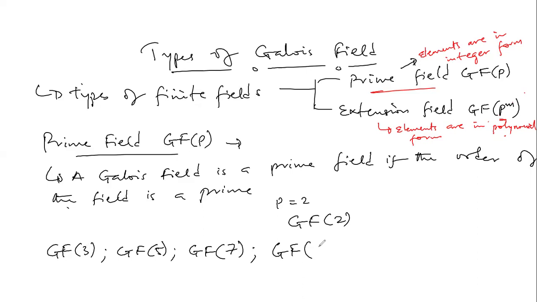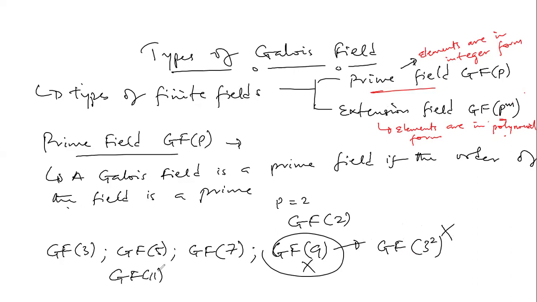Galois field 9? Well, that's not going to give us a prime field, because 9 is not a prime. Nine cannot be used because this is going to give us Galois field 3 to the power of 2. That brings us to extension fields, so this is not a prime field. So Galois field 11. Now you get the idea, right? So that is clear. If that is clear, let us go to the extension fields.